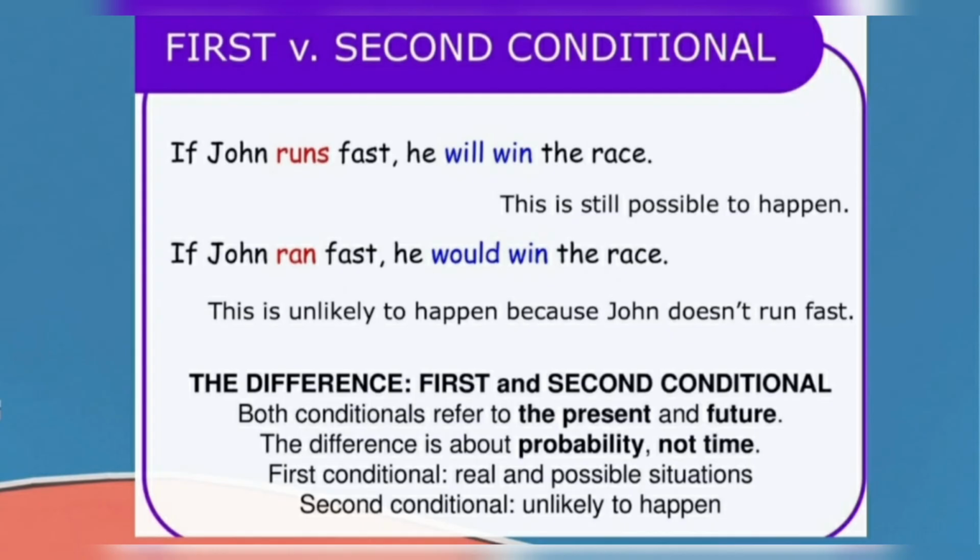Now let us see the difference between first and second conditional. Both conditionals refer to the present and future. The difference is about probability, not time. First conditional is a real and possible situation. Second conditional is unlikely to happen. For example, if John runs fast, he will win the race. This is still possible to happen. Second example, if John ran fast, he would win the race. This is unlikely to happen because John doesn't run fast.